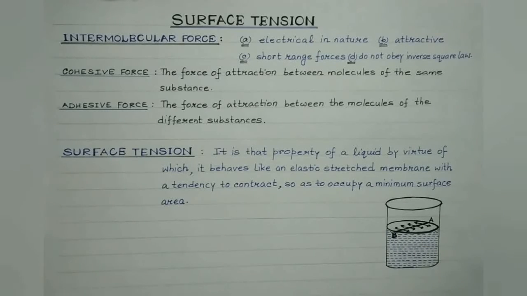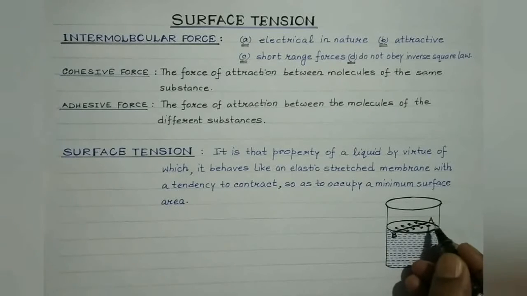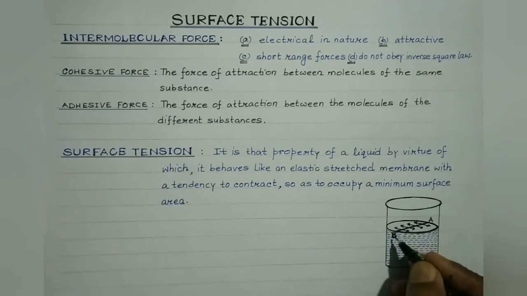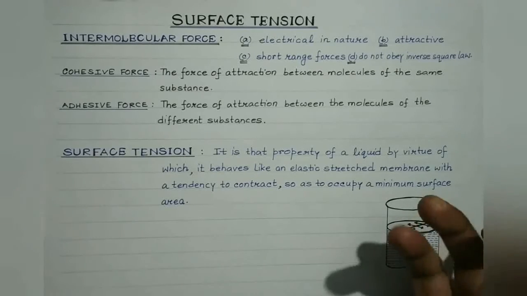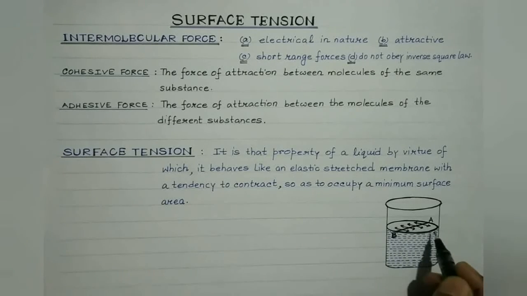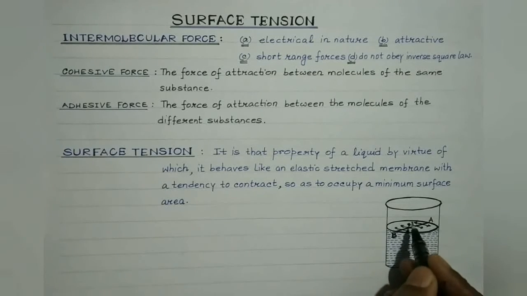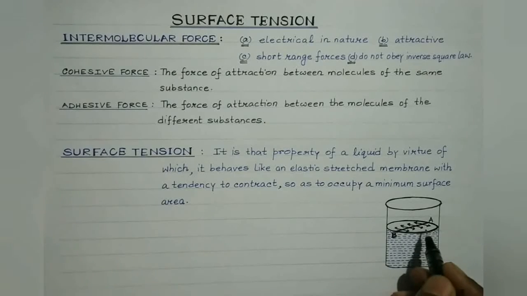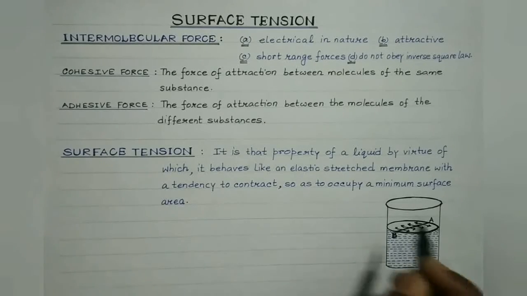So what happens is, we can imagine that the surface film is cut along line AB. Then the film on either side of the line will tend to contract. The film is being prevented from breaking into two parts due to the force of attraction between the molecules. And which force am I talking about? I'm talking about the cohesive force of attraction.